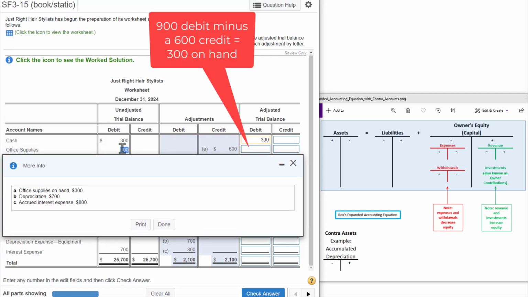So office supplies, we had 900. By crediting it, remember this is the amount of office supplies we used, 600. By crediting it, we're lowering the account. So the new balance is 300. And notice it tells you that here too. Office supplies on hand, 300.